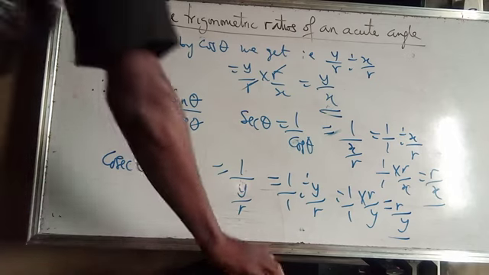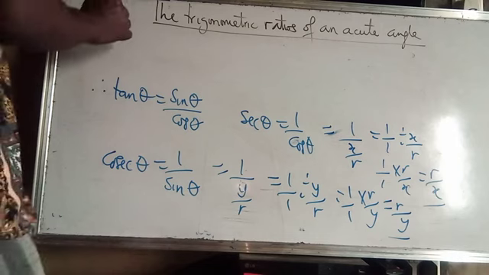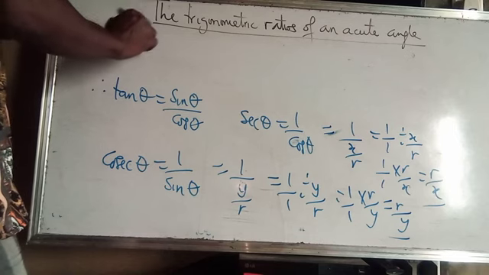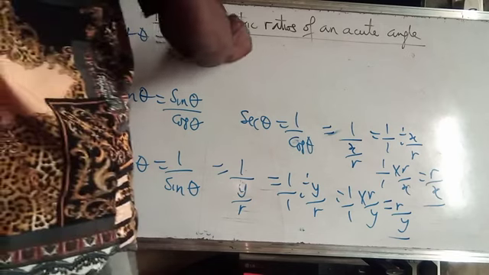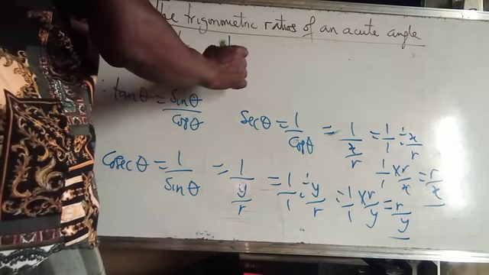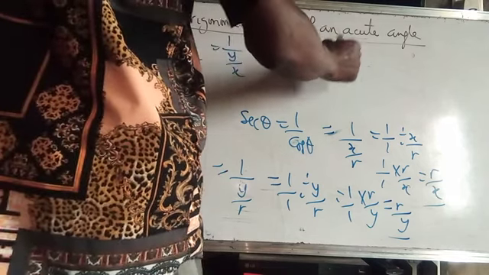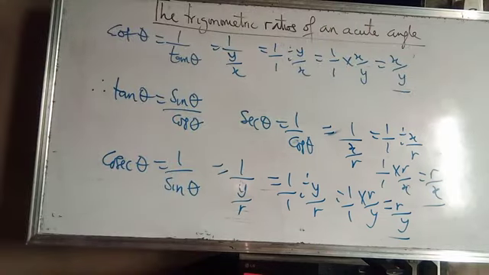We can also obtain another ratio in relation to tangent. You can have an inverse of tangent as well. That is called cot theta, which is 1 over tan theta. What was our tan theta? y over x. So that will be 1 over y over x, which gives us 1 times x over y. So we have x over y. So cot theta is the inverse of tan theta.